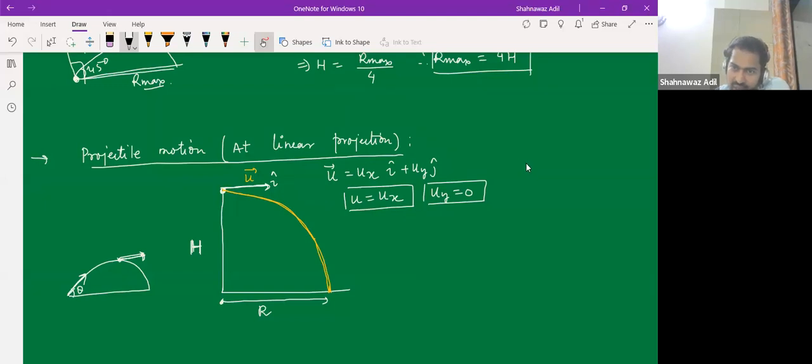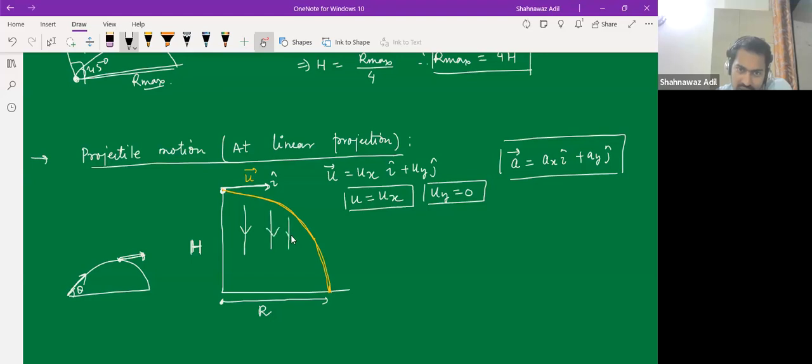And what is the acceleration that I have? This acceleration has x component and y component, right? But you guys can see that the acceleration is only due to gravity, right? So we have only this acceleration. We don't have acceleration in this direction, right? So we have only ay, which is minus g, and ax is 0. Understood, guys? Yes, sir.